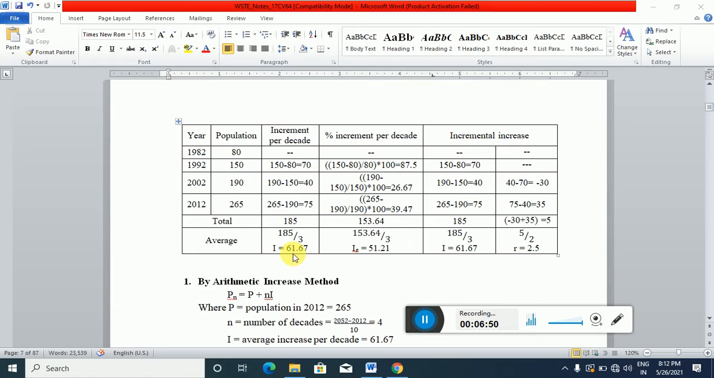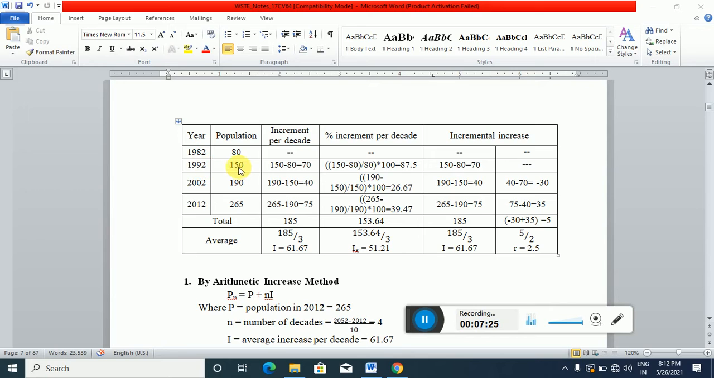So this is the column which represents the population forecasting by the arithmetic increase method. Don't look at all these other things, just concentrate on this. Here the population is given as 1982, it is 80. Maybe it is in terms of 1000. In 1992 it is 150, in 2002 it is 190, in 2012 it is 265. So we have to calculate the increment per decade, that means how much the population has increased for every 10 years.